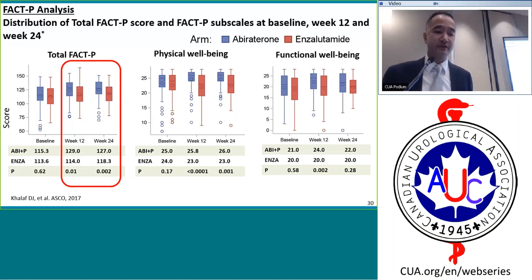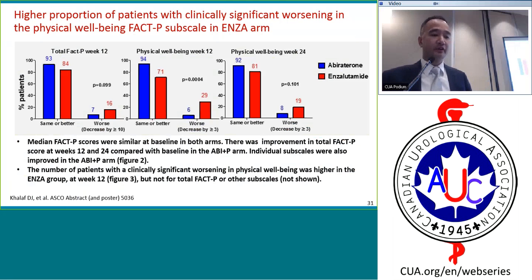And this difference seemed to be coming from things like physical well-being and functional well-being, which are subscores of the FACT-P. Looking at it in a different way, if we look at the patients that had a clinically significant worsening in the FACT-P or the physical well-being or the functional well-being subscales, on the left you see total FACT-P. So there were more patients that developed a worsening total FACT-P score at week 12 in the enzalutamide arm compared to the abiraterone arm. And this, again, seems to be driven mostly by physical well-being at week 12 and week 24.